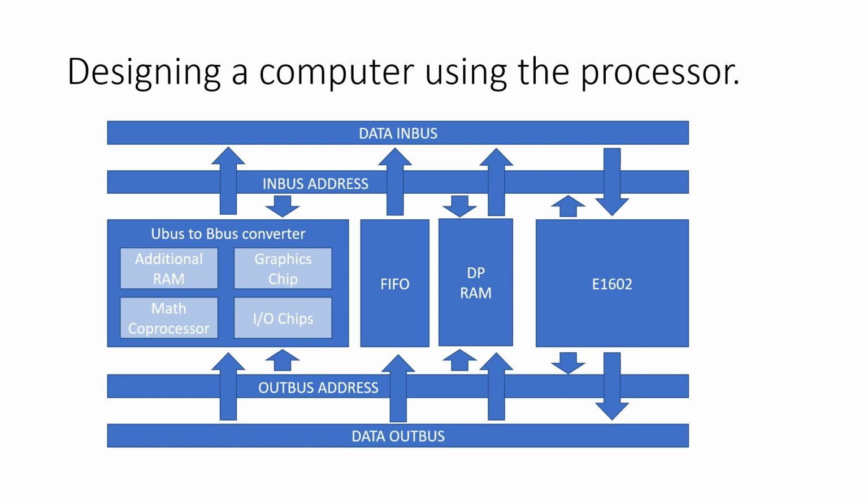This is a block diagram showing a simple computer we could design in this way. While a FIFO dual port RAM and the E1602 itself can be put on the unidirectional bus, the rest of the components are all forced to be interfaced through the unidirectional to bidirectional converter. This isn't ideal since it will force the computer to run slower, but there isn't any way around it.